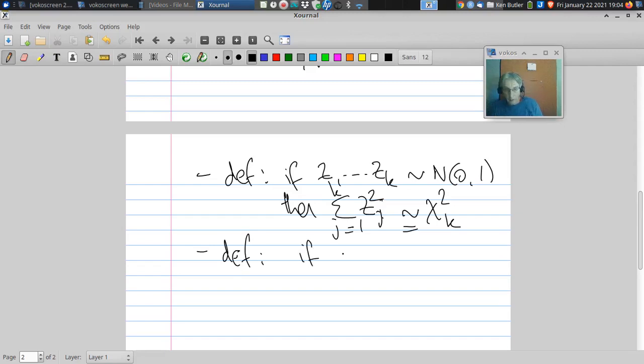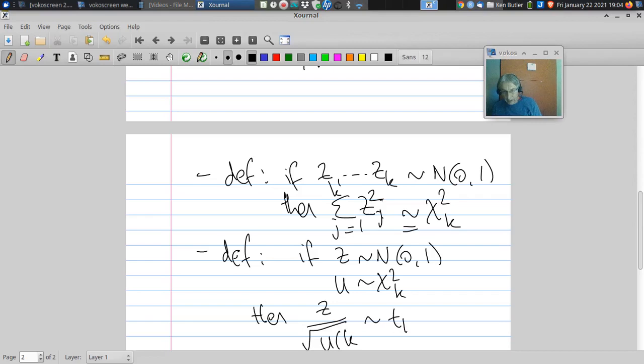Suppose you have one standard normal, which we'll call Z. Let's suppose we'll have U, which has a chi-squared distribution with some number of degrees of freedom, we'll call that K. Then, by definition, Z over square root of U over K has a T distribution with K degrees of freedom, and that too is a definition.